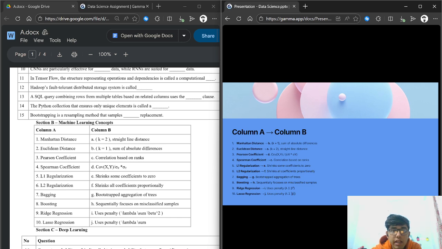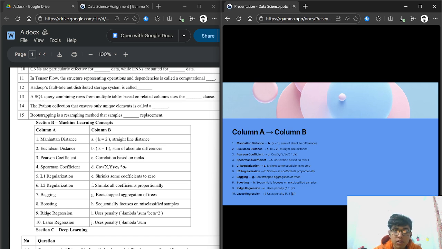Next, we consider ensemble learning, right? So, bagging basically pairs with bootstrapped aggregation of trees. It reduces variance by training multiple models on different bootstrap samples, averaging their predictions.